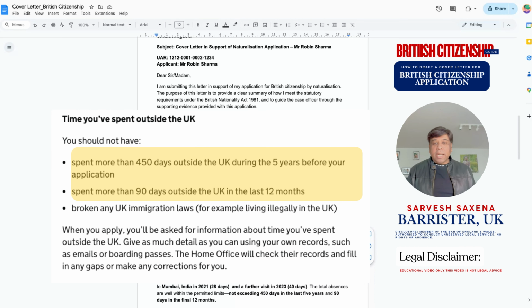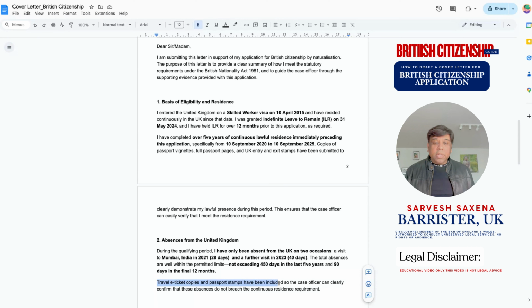I went to Mumbai for 28 days in 2021 and then 40 days in 2023, and then I've stated the rule. Okay, just to confirm and to prove, I've said travel e-ticket copies and passport stamps have been included so that the case officer can clearly confirm that these absences do not breach the continuous residence requirement.